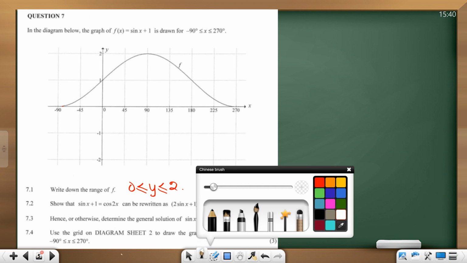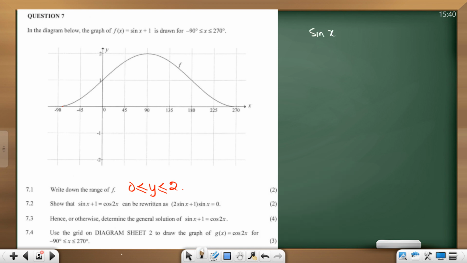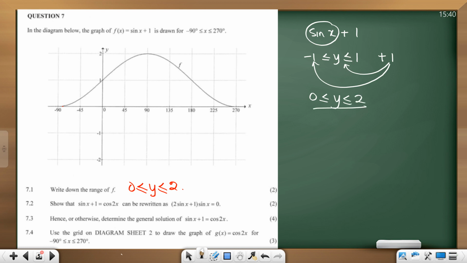Why would I put 1? It is sine x plus 1. What is the range of sine x? Negative 1, less than or equal to y, less than or equal to 1. Now, plus what? 1. Can I plus my 1 in? Negative 1 plus 1, 0, less than or equal to y. What is 1 plus 1? 2. And that's the same answer we're getting here. It's 2 marks that everyone must get now.